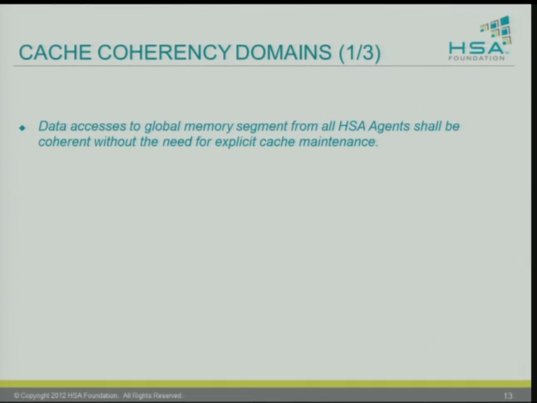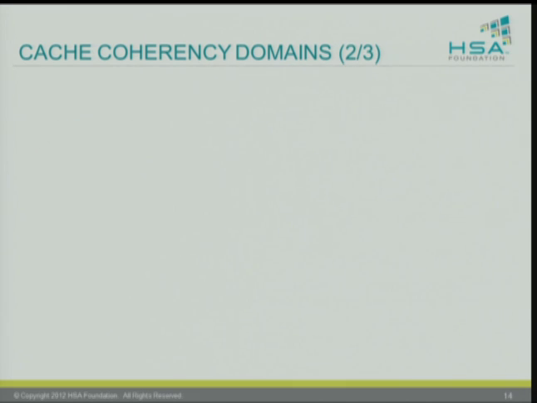So an architectural requirement for HSA is that data accesses to global memory, the global memory segment, or we often call it the primary memory segment as well, are cache coherent, so the data is coherent without any explicit cache maintenance operations.